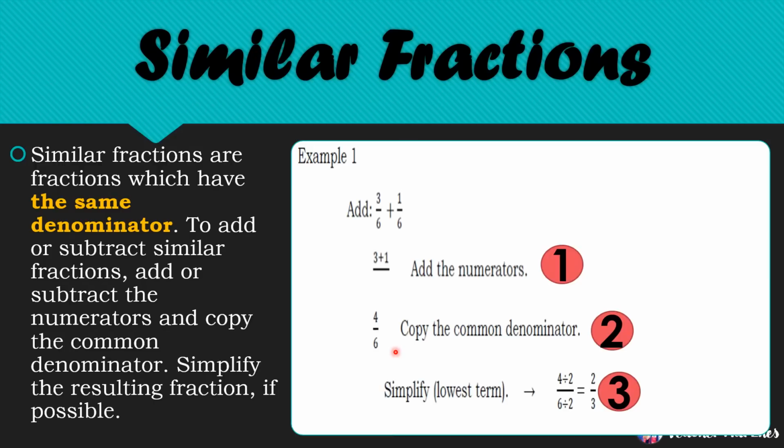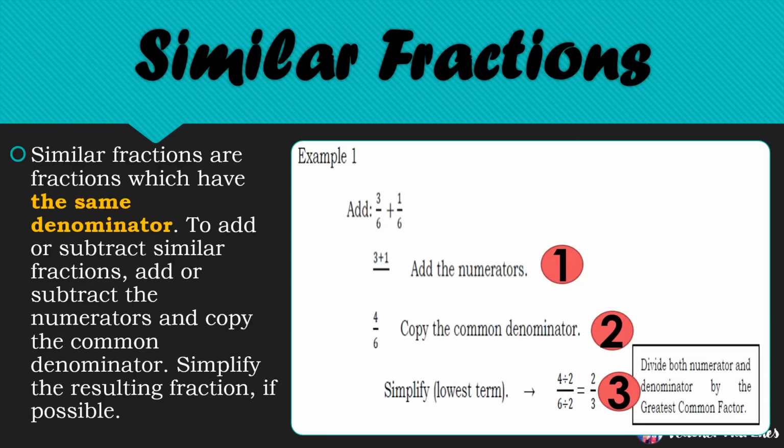And then, simplify your answer. So, kukunin natin ang lowest term. So, ang 4 and 6 ay may GCF na 2, kaya i-divide natin. 4 divided by 2 is equal to 2. 6 divided by 2 is equal to 3. So therefore, the answer is 2/3.